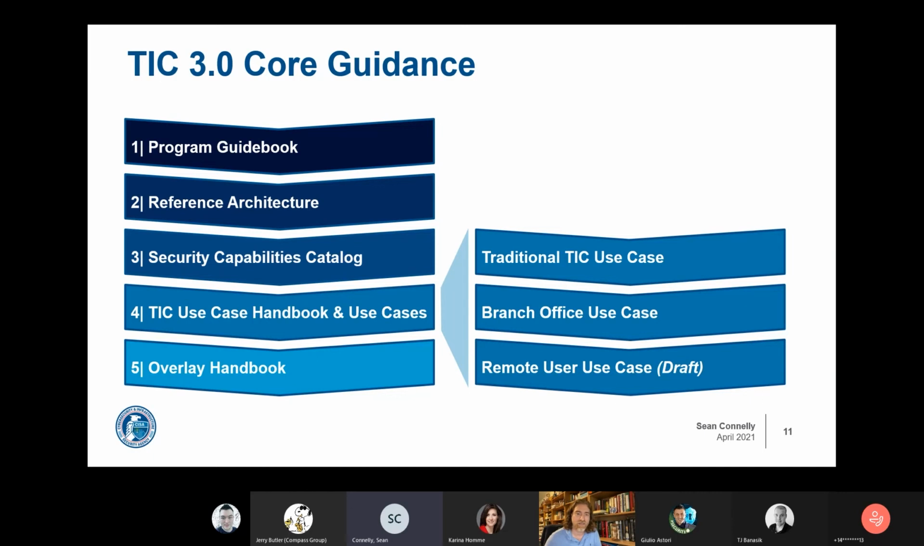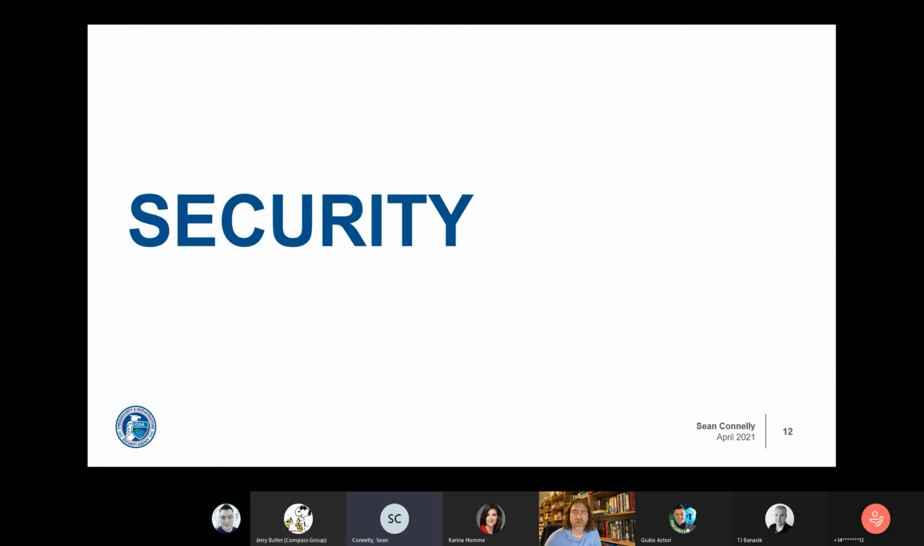This program guidance is additive. We recommend readers start with the program guidebook and end with the overlay handbook when reviewing the guidance to get the most comprehensive understanding of the new program. Next slide, please. And there's the webpage for security, sorry. We'll begin by focusing on the first thing in the new guidance, security.